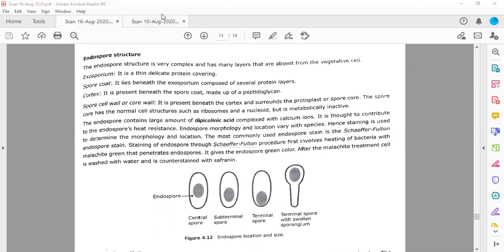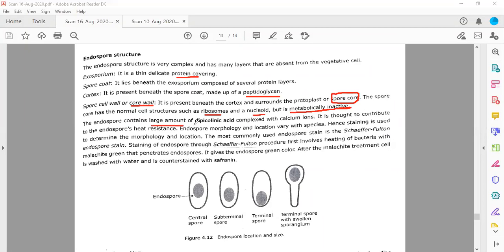So you need to remember the composition actually. For example, exosporium is a protein covering. Then cortex is made up of peptidoglycan, cell wall material, which is present in the bacteria as well. The spore cell wall or the core wall, which is limiting the core of the endospore, is present beneath the cortex and surrounds the protoplast, the spore core actually. So the spore core has normal cell structure, with ribosomes, nucleoid region, and so on, but it is metabolically inactive. This is the major characteristic of a spore. It is a dormant structure formed under unfavorable environmental conditions. Therefore, it will be metabolically inactive.